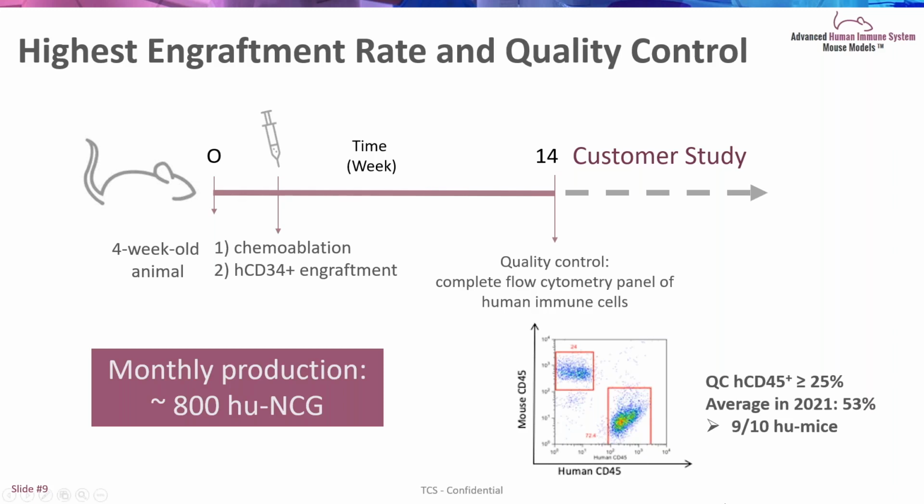The second advantage of our model is that we only use high purity CD34, meaning that those CD34 positive cells are not contaminated with CD4 or CD8 T cells that could induce a GVHD reaction in these animals over time. The third advantage is that we produce those mice in advance, so you don't have to wait 14 weeks to start your study. We produce around 800 to 1,000 animals just to cope with the demand. All these animals are fully QC'd by flow cytometry and characterized for the main immune cell populations. Next slide.